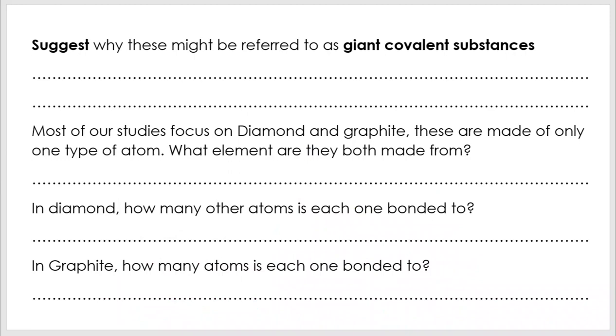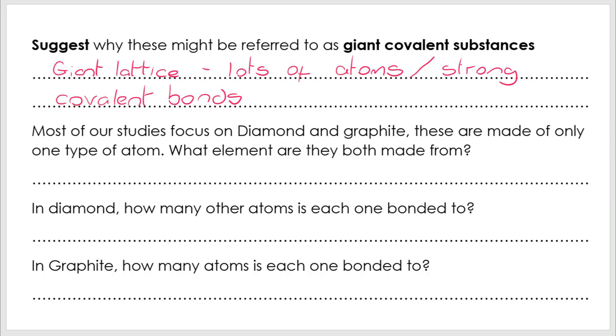A few questions for you to think about here. So why would we refer to them as giant covalent substances? It is a giant lattice. There are lots of atoms. In diamond, in graphite, there are a huge number of carbon atoms in there. In 12 grams of carbon, there are 6 by 10 to the power of 23 atoms of carbon. That gives you an idea of the scale. And between those are covalent bonds. So there are lots of covalent bonds, and those covalent bonds are strong. So it's being held together in this giant lattice, hence giant covalent.